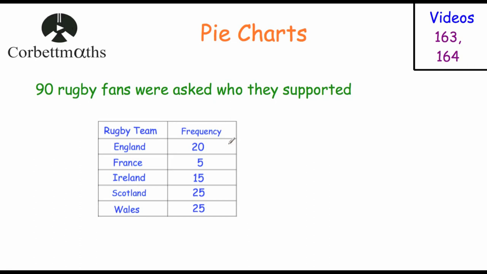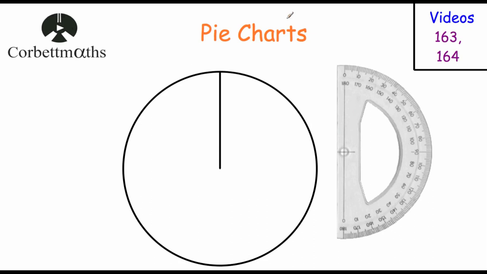So here we've got a table, we've got rugby team, and we've got frequency. 90 rugby fans were asked which team they supported: England, France, Ireland, Scotland, and Wales. 20 supported England, 5 supported France, 15 supported Ireland, 25 supported Scotland, and 25 supported Wales. And we're going to draw a pie chart for this information. Typically there'll be a circle drawn for you, with a line going from the center up to the top.